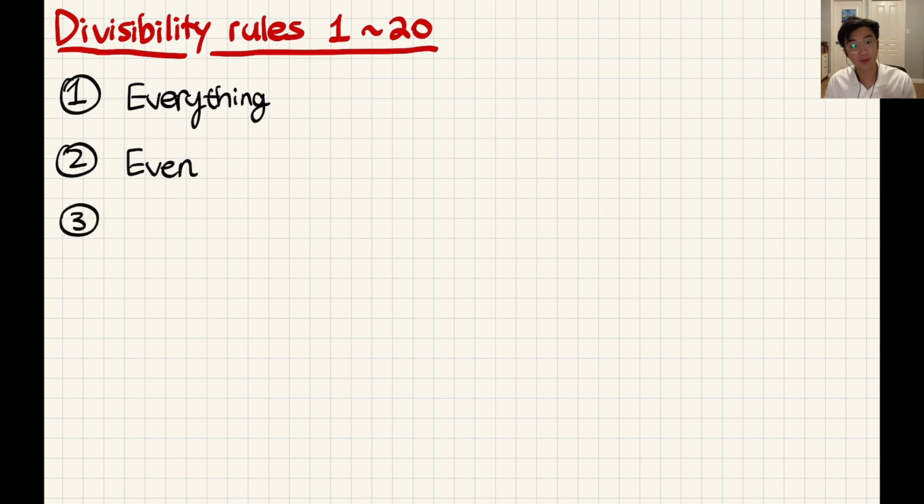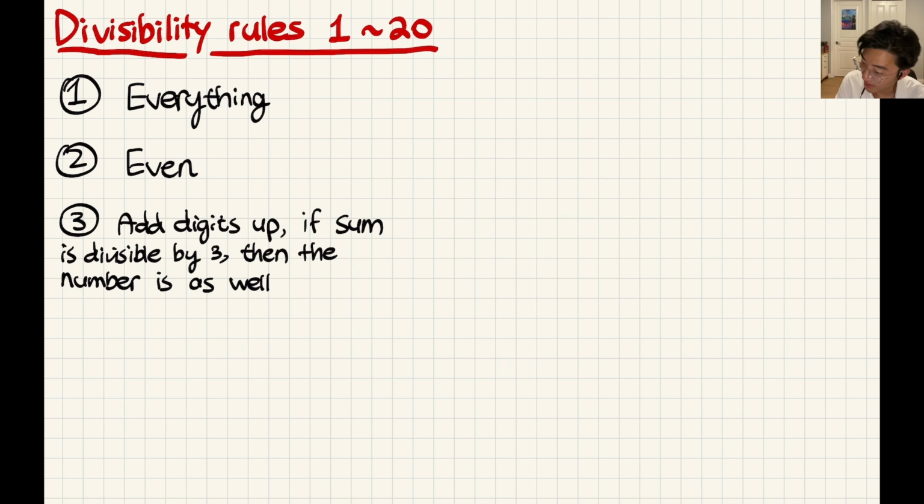In order for a number to be divisible by 3, we will add all of its digits up. So we add the digits up, and if that sum is divisible by 3, then the original number is also divisible by 3. So let's do a couple of random examples here. We got 516, we got 292, and 111. Alright, so let's add those up.